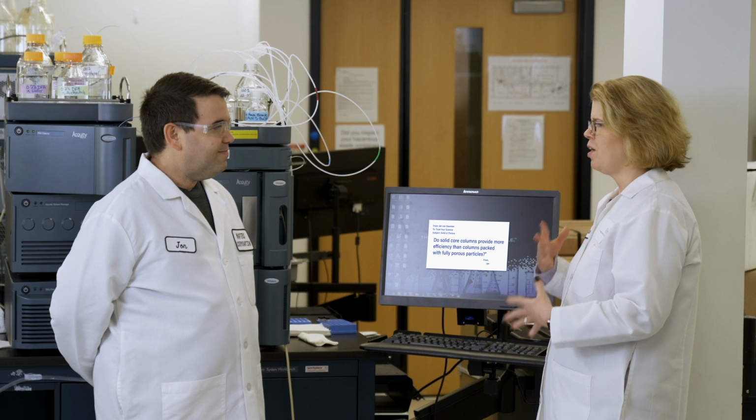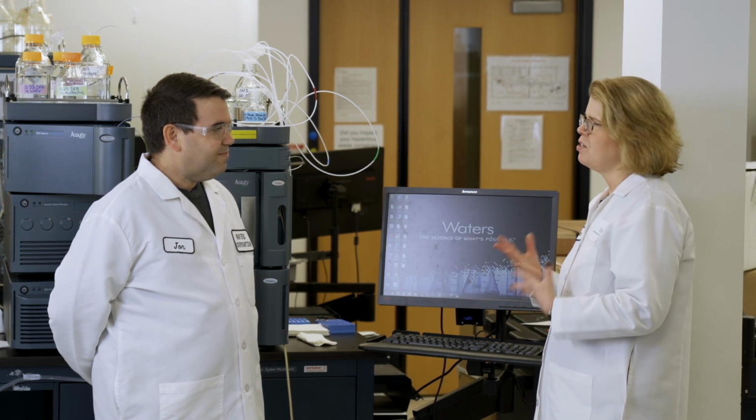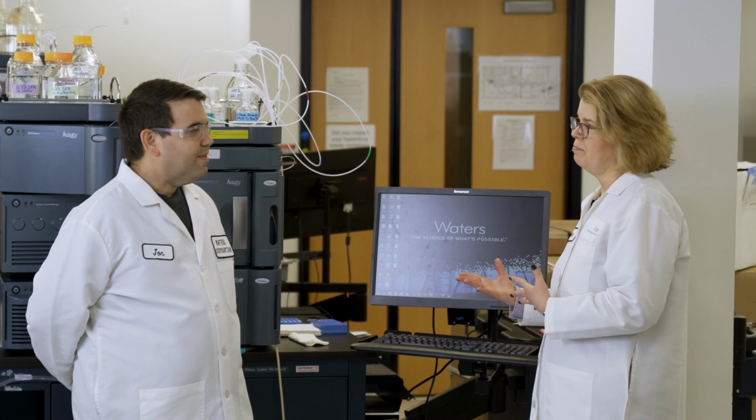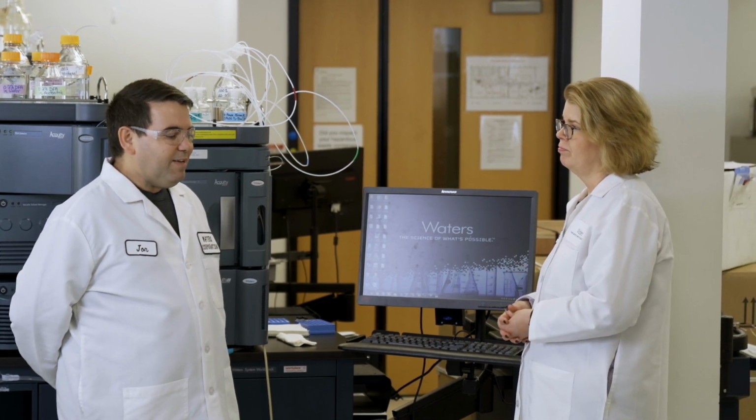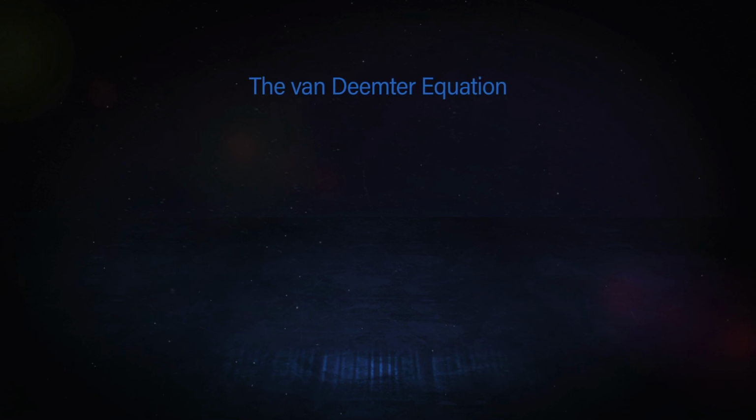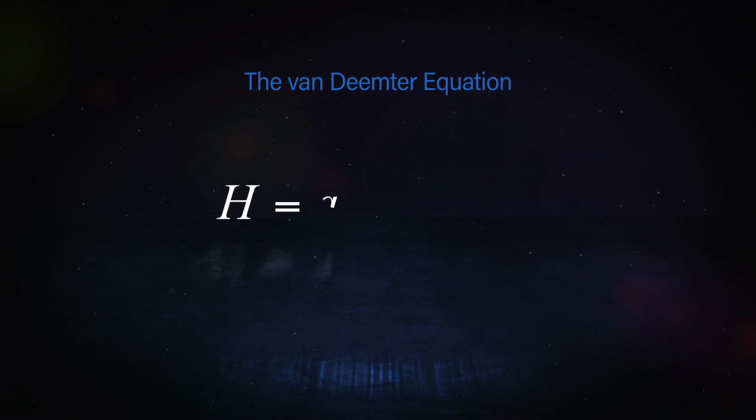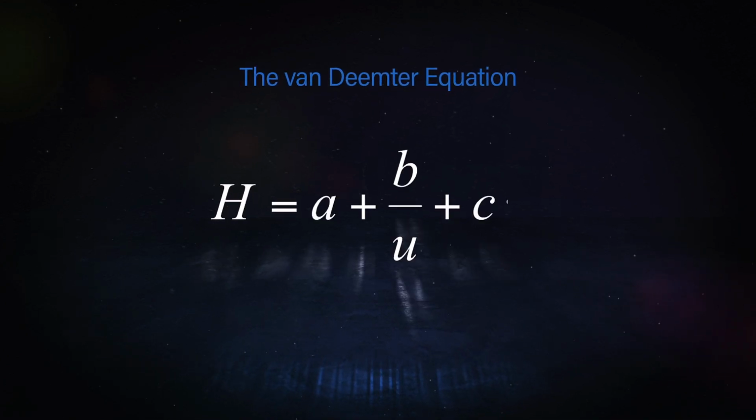That's really interesting, JT. I've never really looked at a cross-section of one of these particles before. But how do you think we can fairly assess the differences in performance between a fully porous column and a core shell column? Great question, Kim. I think for this myth, we're going to have to run some Van Deemter curves, and I'll talk about those now.